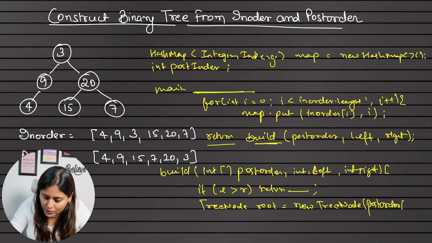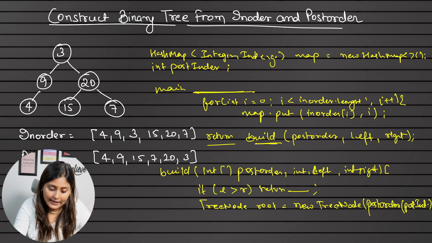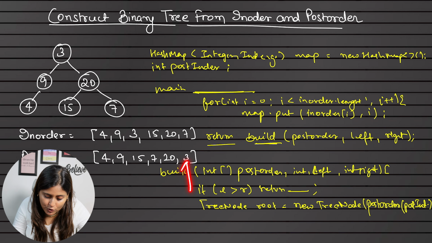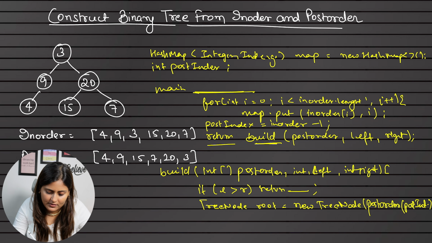From post order we have to read with the help of post index, and we have to do minus minus for the next term. So earlier post index needs to be started from here, right? So here somewhere we'll write post index, which will be nothing but in order or post order length minus 1. Why? Because both lengths will be the same only, right?